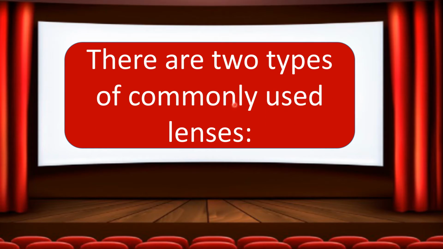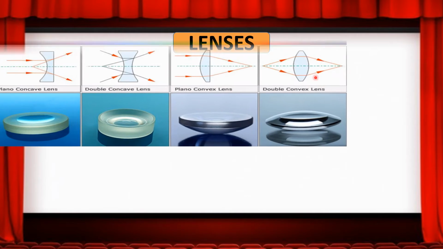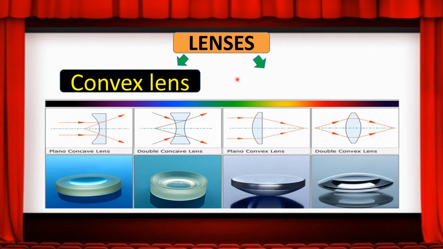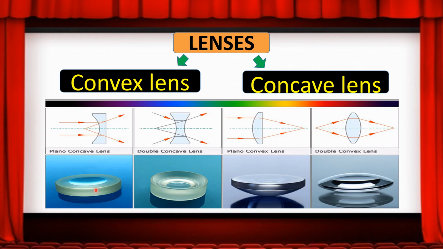There are two types of commonly used lenses. What are these two types of commonly used lenses? So we have convex lens. Can everybody say convex lens? The other one is concave lens. Concave lens. So what's the difference of the two? If you look at the picture, this is an example of a concave lens. So there is a curve in between. So like this. And then convex lens is like this one. Convex lens.